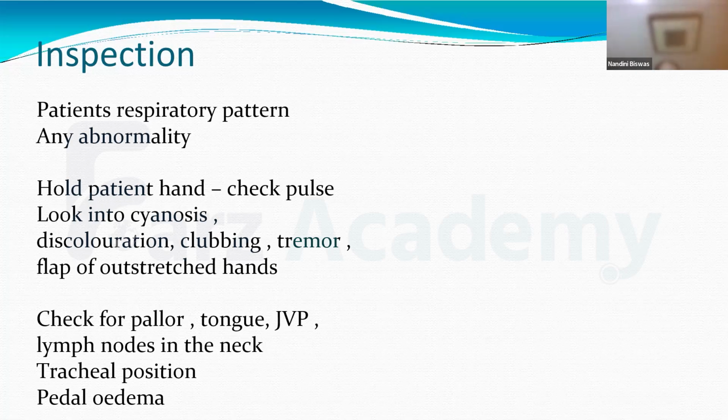Then you put the patient back in 45 degrees and look for JVP. Ask the patient to look on the opposite side and look for the pulsation of an internal jugular vein. If you think they need to, look for hepatojugular reflex. Ask the patient if he or she has got any pain in the abdomen and gently press around the liver area to see if the JVP, the pulsation, is accentuated.